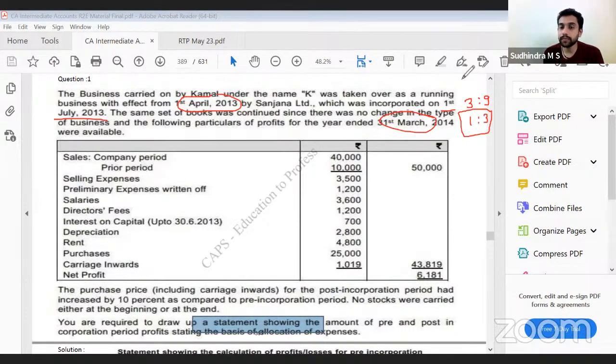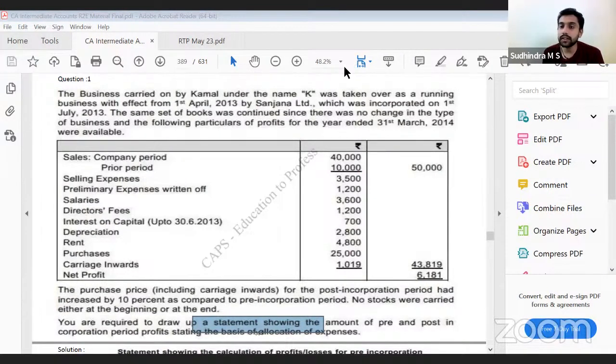Sales ratio. 1:4. Pre-incorporation is 10,000, post-incorporation is 40,000. Under the pressure in the examination, we might read it like this and write 4:1 as the sales ratio. It will happen, so we have to be careful. In the working note where we calculate the sales ratio, always write the formula: pre-incorporation sales is to post-incorporation sales. Then the possibility of going wrong will be very less. So the sales ratio is 1:4.